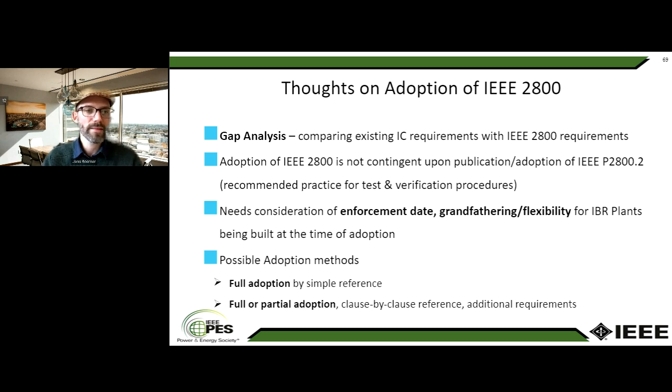Now, what's important is to understand that we do not have to wait for 2800.2, which is that recommended practice for test and verification procedures, to be published or even adopted before regions can start adopting 2800. As I laid out on the interconnection process slide, even having a level set and clear understanding of what the performance expectations shall be based on the new standard can go a long way in the connection process and expedite parts of that process without necessarily going into the details of test and verification.